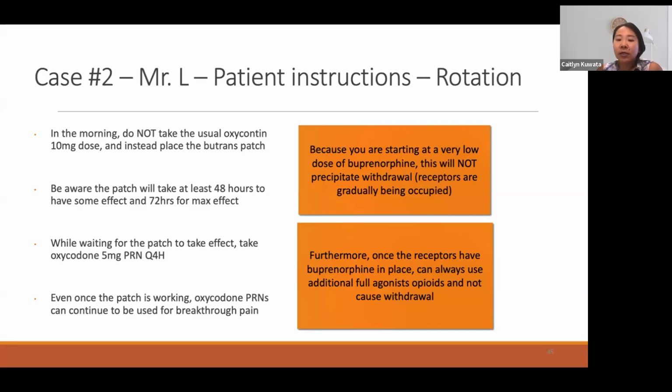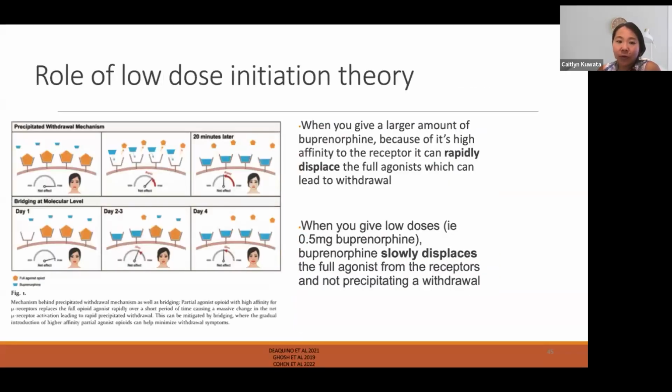And the reason this patch is possible in working without causing problems is a very low dose. Remember from before about the receptors being gradually occupied. And the other thing to know is once you have buprenorphine on board, it's totally fine to add a full agonist opioid on top, and it will not cause a withdrawal. So again, remember that picture from earlier, just with a patch, we're slowly putting on the buprenorphine into the system, and then eventually it will take over as the oxycodone leaves in this case.